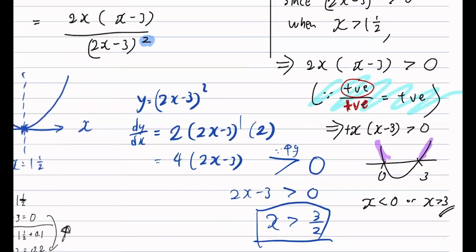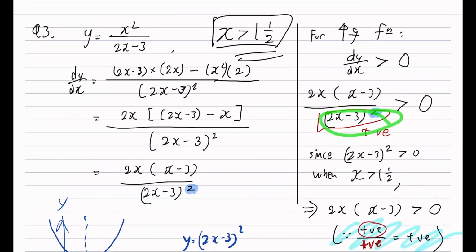I must remember this idea, okay? Something squared is always positive. It's a very common idea. They will always test you. That's why it's a yellow color question. A bit more difficult. Okay, let's try another one.